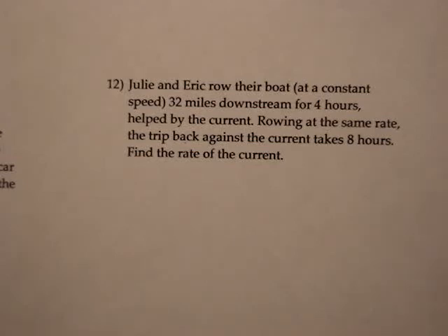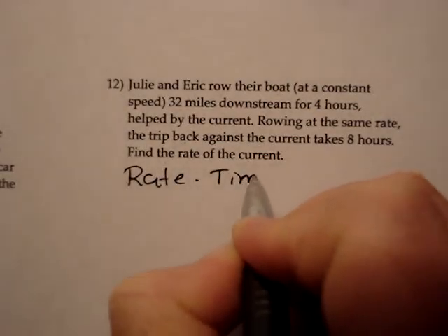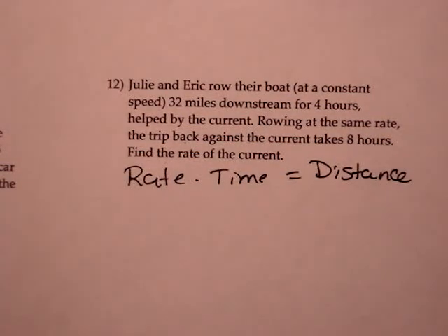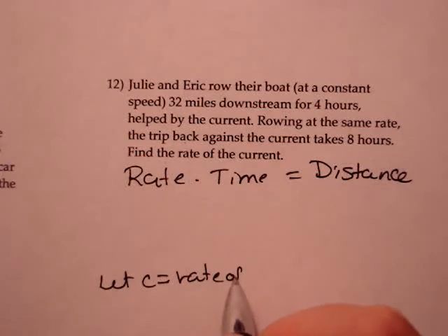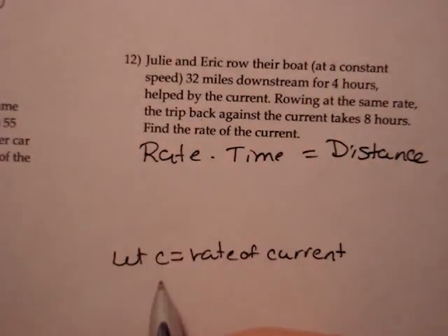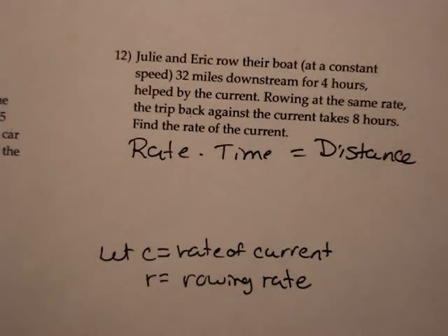Okay, so when it seems confusing, start with a table. So I'm going to say rate times time equals distance. We know that's true. Now, they're asking me to find the rate of the current, but there's something else that I don't know. So I'm going to let C equal rate of current. But the other unknown is their rowing rate. So I'm going to let R be the rowing rate. That's how fast they row no matter what, no matter if there's current or not.